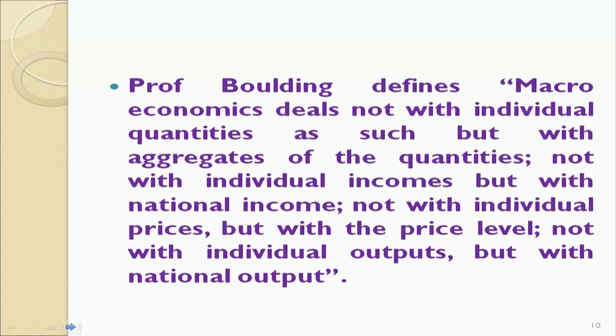In this definition, macroeconomics does not deal with the individual elements; it deals with the overall aggregates. So, what are those aggregates? What elements are taken into consideration while calculating national income, or while analyzing the situation of the economy at the macro level? First, individual quantities are not taken into consideration; aggregates of quantities are taken into consideration.